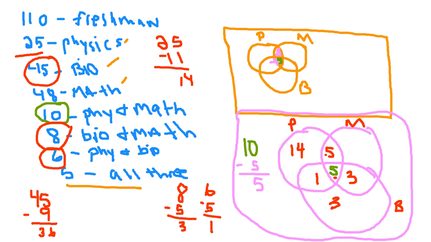And then last for math, we have 48. So let's write it here, 48. And for math, we have 5, 5, and 3 students already in there. So we subtract the 13. And we end up with 35.